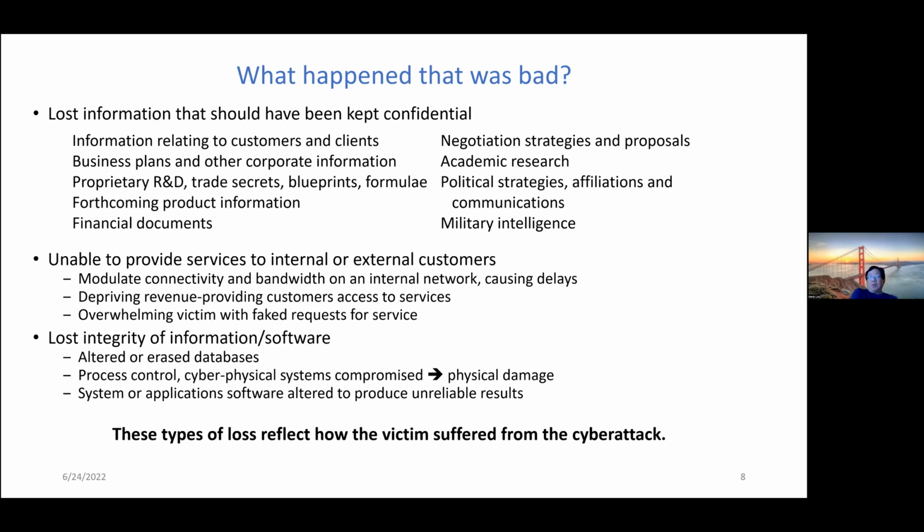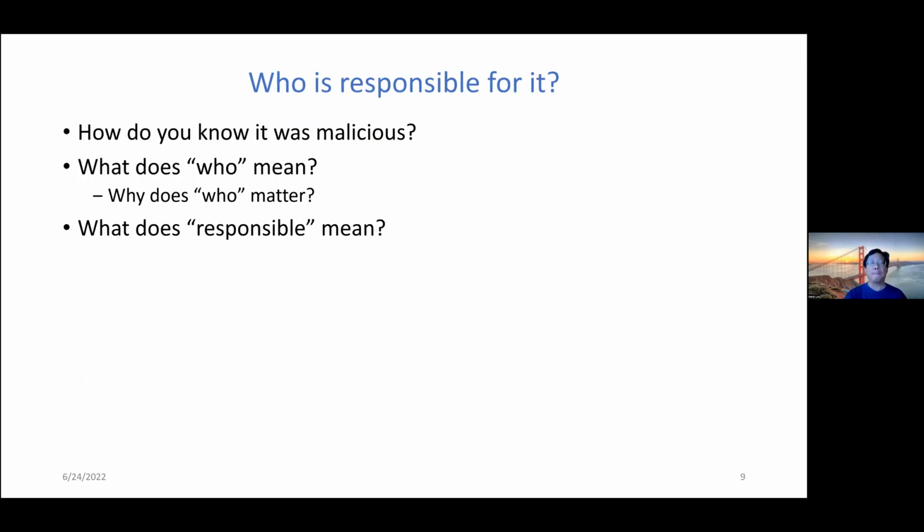And then, more generally, I can compromise system software or application software in such a way that it produces unreliable results. Unreliable results in that they're wrong and you don't know it, or unreliable results in the sense that you suspect they might be wrong and that destroys your confidence in them. So these kinds of loss reflect how the victim might have suffered from cyber attack.